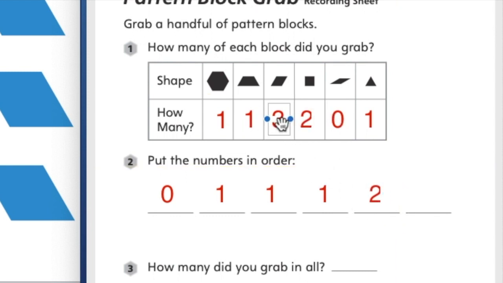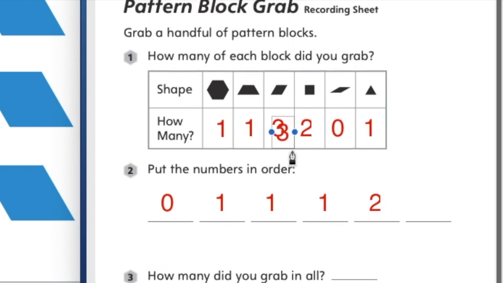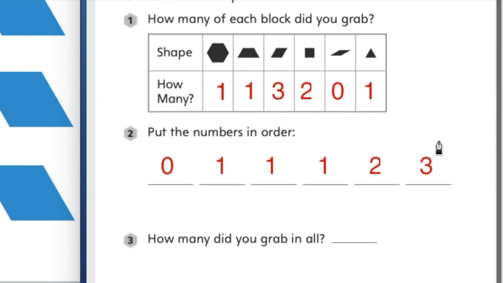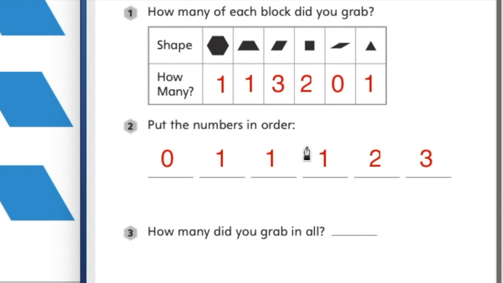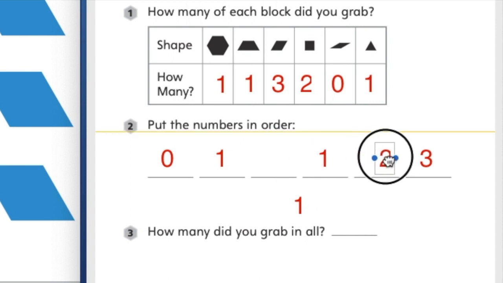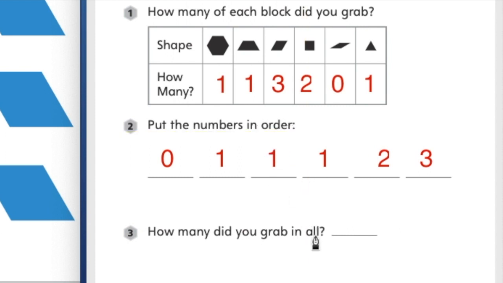And a 3. Now this is a little tricky because when we count, we don't say 0, 1, 1, 1, 2, 3. But I want to use all my numbers to put them in order. And I can't say 0, 1, 2, 1, 1, 3. That's not in order. I put it in order. So I have 0, 1, 1, 1, 2, 3.